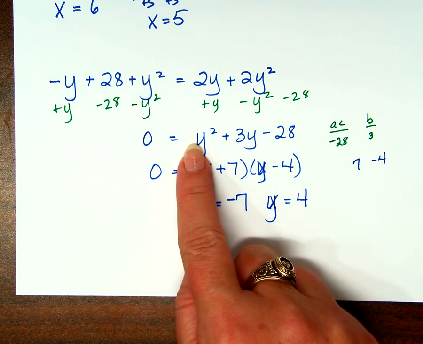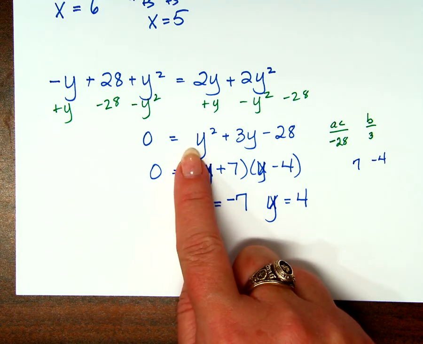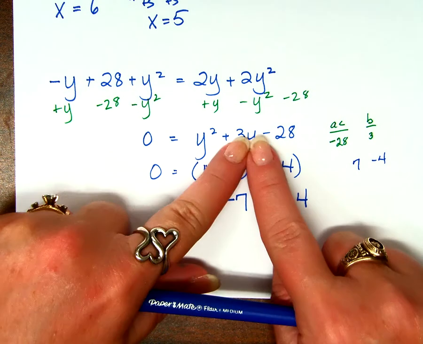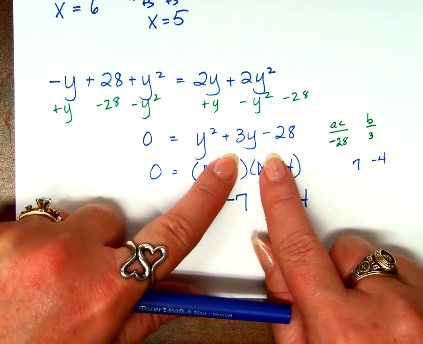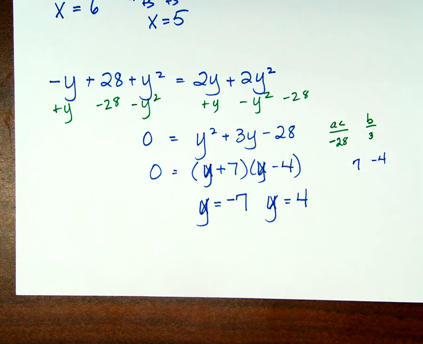What if the leading coefficient is not 1? What would we have to do then? We'd have to split this middle term, right? We'd have to split it into two parts and then factor by grouping. Do you remember that part? Okay. Any questions? Those were great questions, by the way. Are there any more?